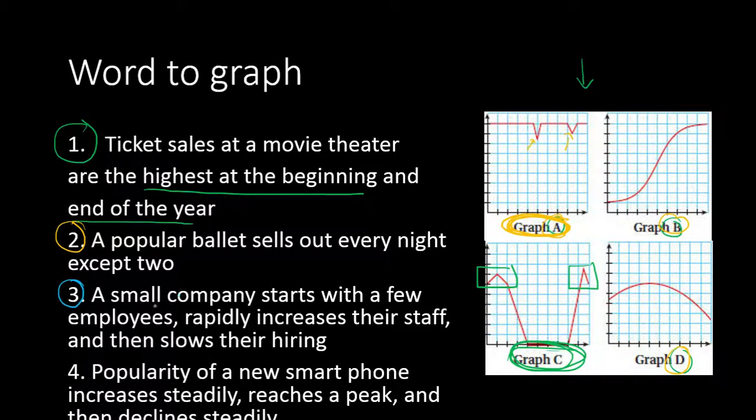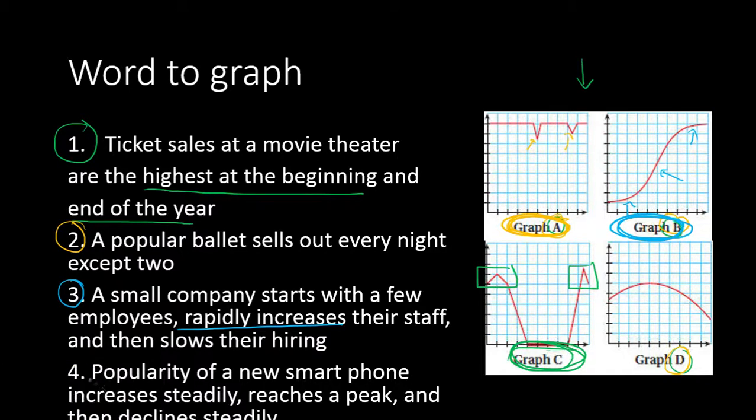Looking at number 3, a small company starts with a few employees, rapidly increases their staff, and then slows their hiring. So I know I should have maybe a small start, a quick increase, and then it should level off. So I've got graph B and graph D. Notice that graph D doesn't really show any sort of rapid increase at all. But if I look at graph B, it starts low, rapidly increases, and then levels off.